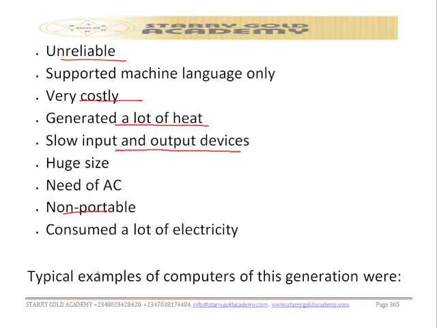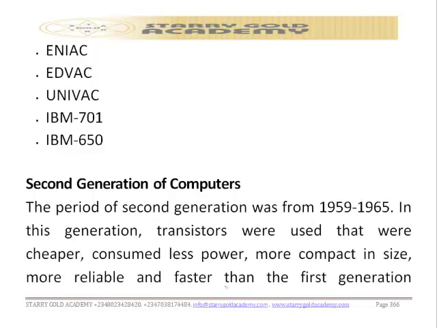Now let's consider the typical examples of computers of this generation. The following are examples of computers of the first generation. One, we have ENIAC, we have EDVAC, we have UNIVAC, we have IBM 701, we have IBM 650. So these are examples of computers of the first generation.